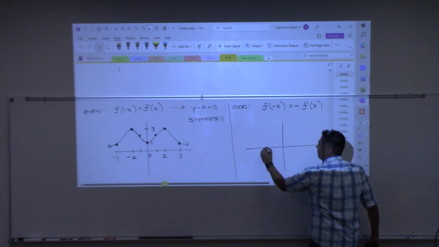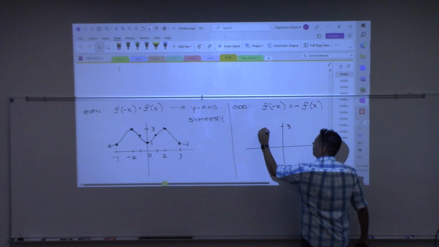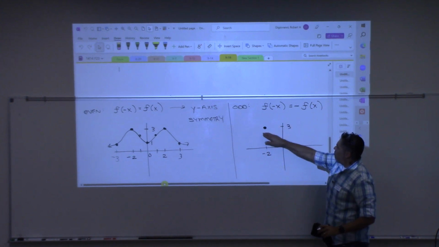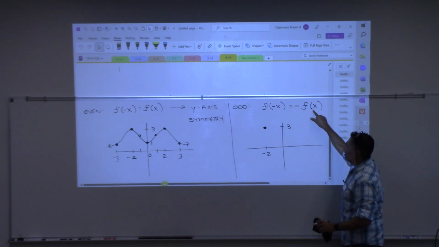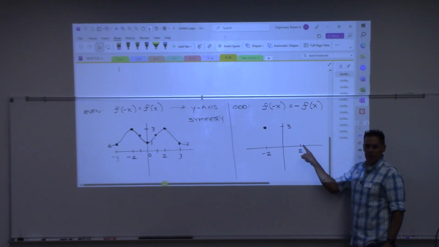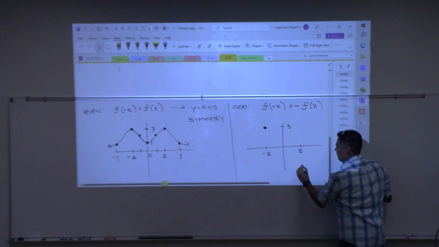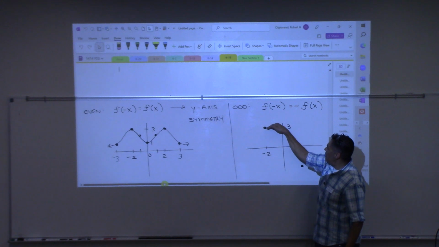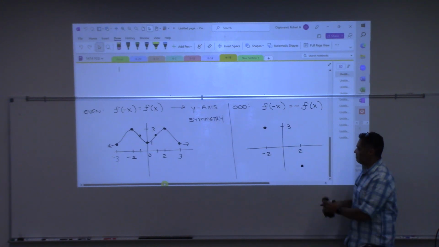Let's do that same example. What if I did -2 here, and I told you that it was at 3? So when I plug -2 into the function, I get 3. But that needs to be equal to the opposite of the function's value at 2. So at 2, what should the value of the function be? -3. See, if at -2 you're equal to 3, then at +2 you should be the opposite, -3.